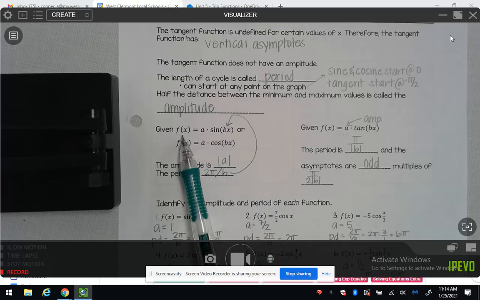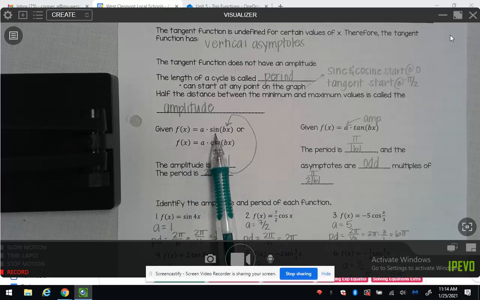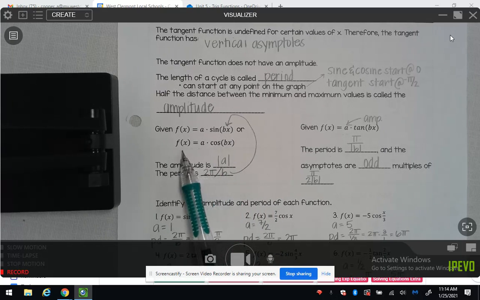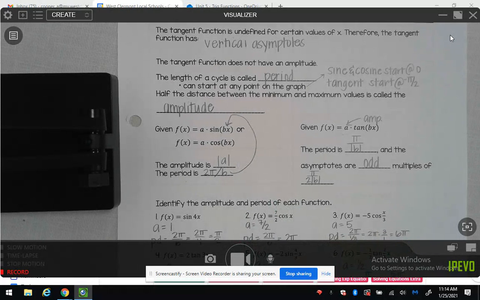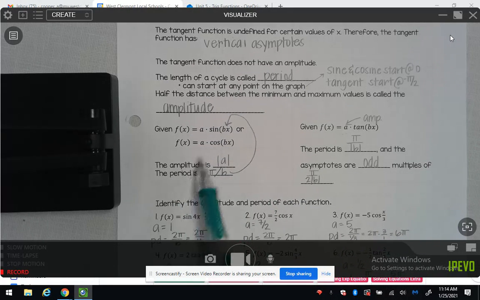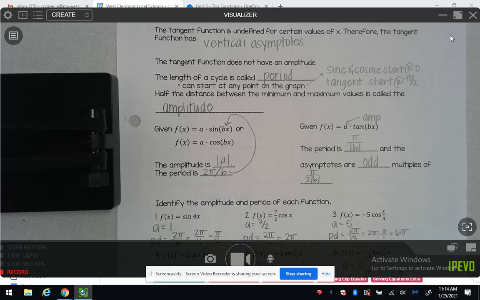So f of x, remember that's a fancy y, equals a times the sine of b of x, or f of x equals a times the cosine of b of x. A is going to be your coefficient in front of your trig function. B is going to be your coefficient of x. To find your amplitude for sine and cosine and tangent, it's the absolute value of a. We'll deal with if it's a negative a little bit later. The period of sine or cosine is 2 pi divided by b.